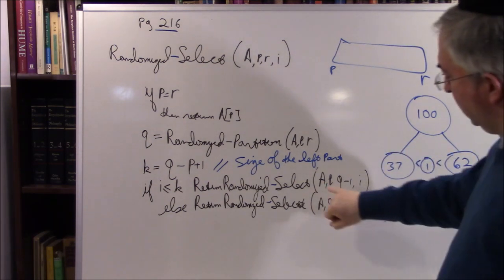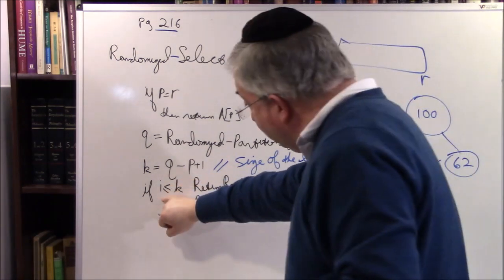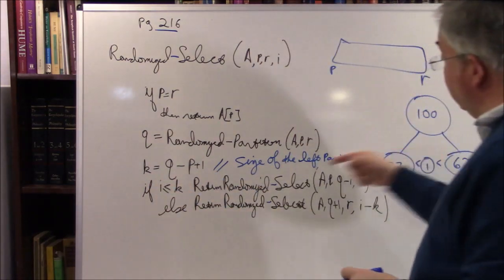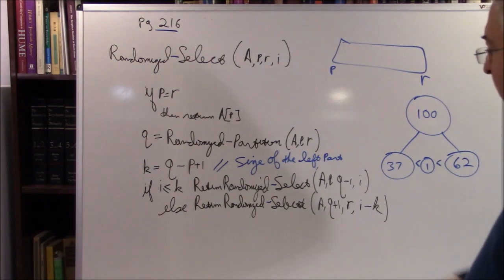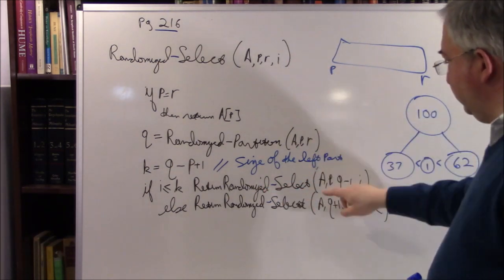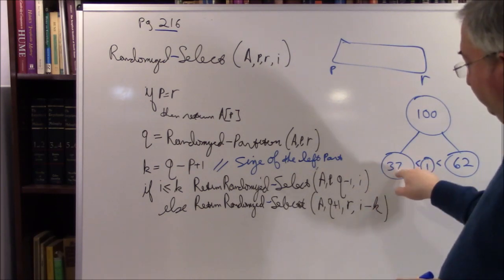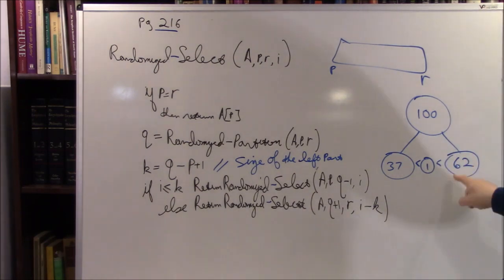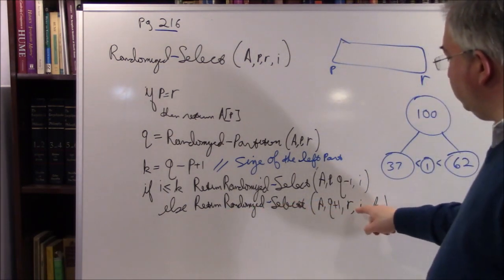Now let's just do this. If i, the one you're looking for, is smaller than or equal to K, that means it's in this side. Then randomized select recalls itself from A, P to Q minus 1, that's this part, looking for the ith element. If i is in here, then look over there. Else, it's not in here, it's in this part. And so return randomized select of A, Q plus 1, R, and i minus K.